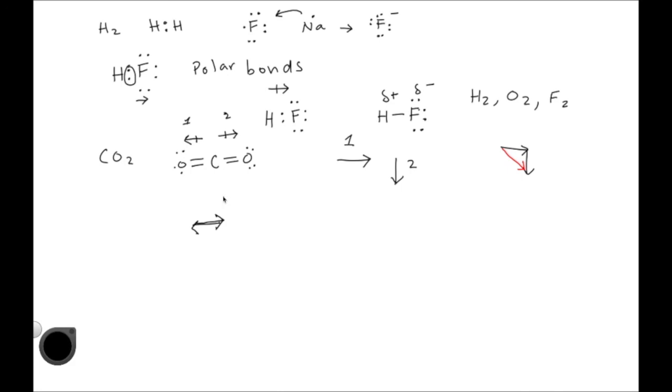And so therefore the vector sum has no magnitude or direction, meaning the overall or net dipole moment is going to be 0, right? So this shows us that even if polar bonds are present in a molecule, it can still have no dipole moment.